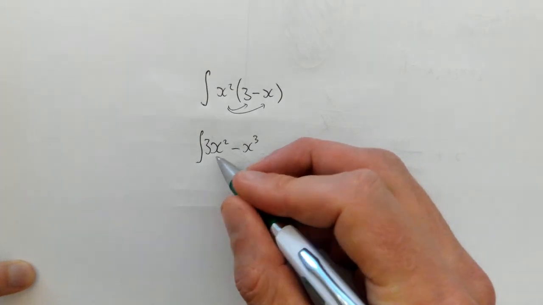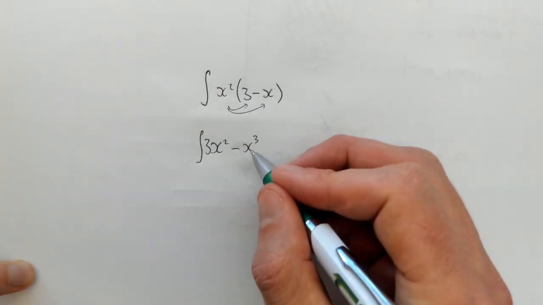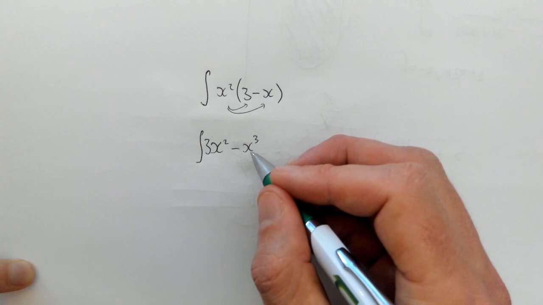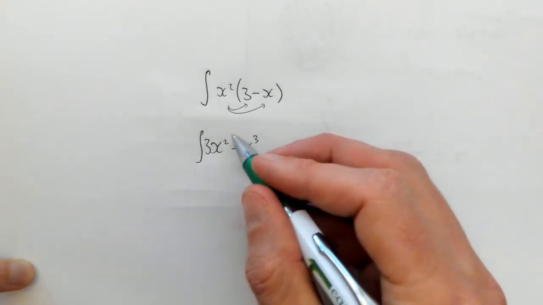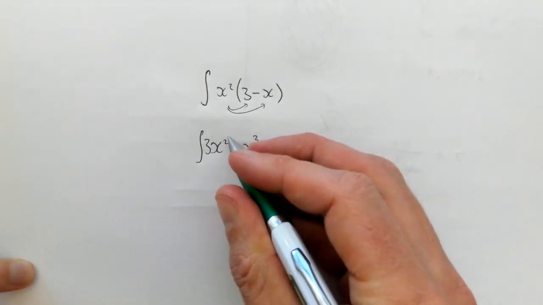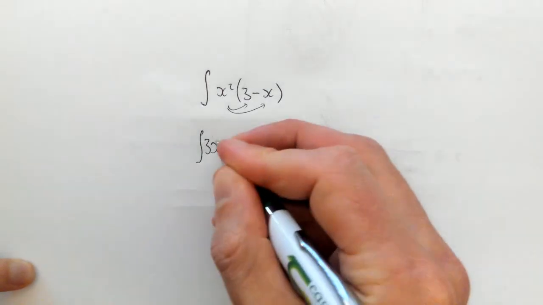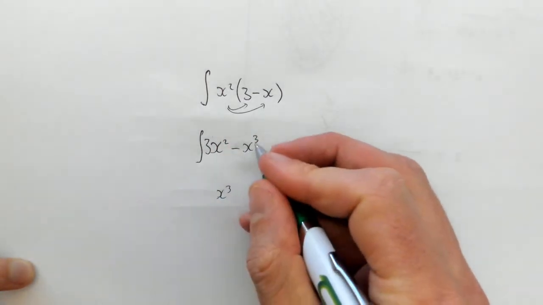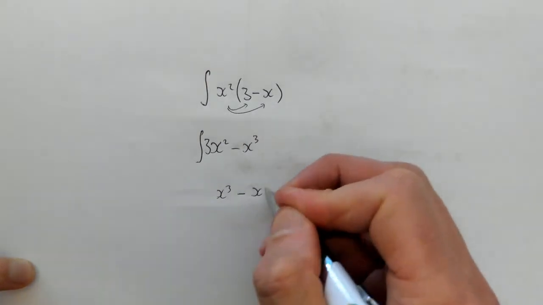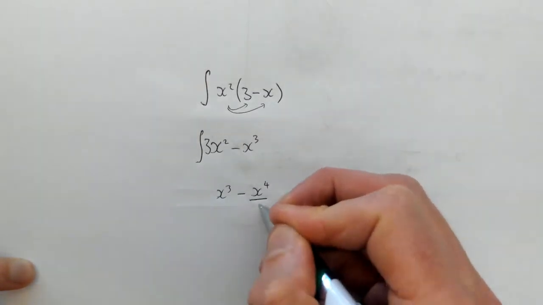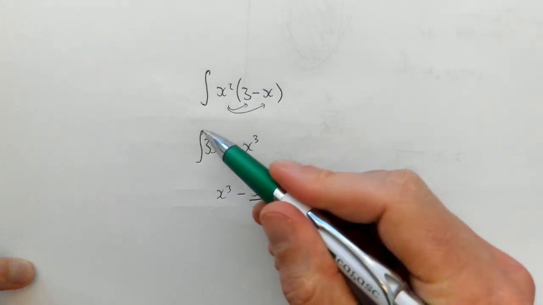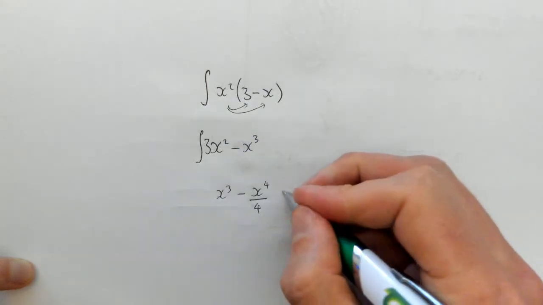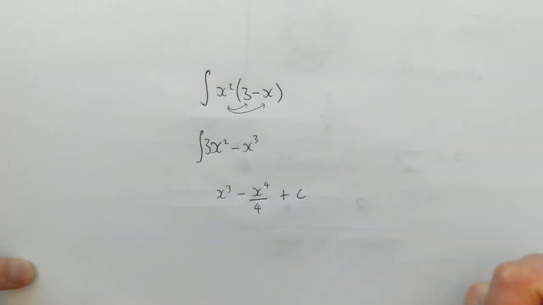So then we can integrate each term. That makes sense. That's actually the same as we had before. So we add 1 to get x cubed, divide by 3. So the 3s cancel out. We add 1, x to the power of 4, divided by 4. Because there are no limits, we add in the constant.